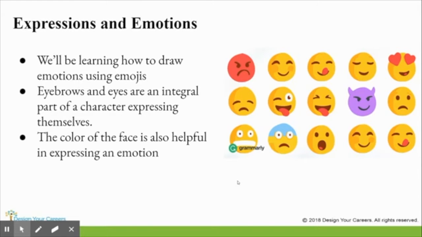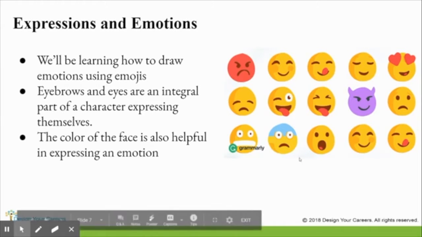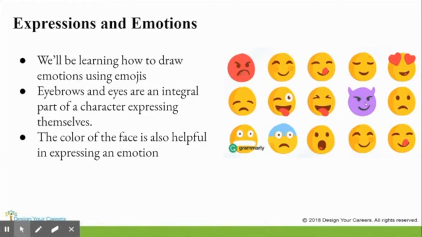All right, so expressions and emotions. We'll be learning how to draw using emojis, and you're going to be using eyebrows and eyes a lot. So just the variation in eyebrows and eyes does help a lot in expressing characters' emotion. For example, these two have similar eyes, right? But the fact that they're accompanied by a frown and color makes a great difference too. So the color of the face is important in expressing the emotion.